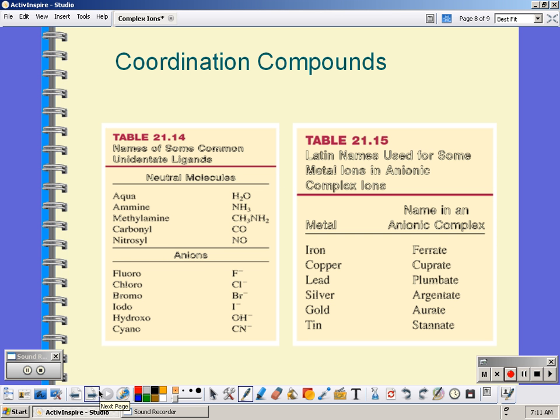If it's a neutral ligand, then you're going to use these words as opposed to just putting an O at the end. Aqua, amine for NH3, methylamine, carbonyl, nitrile. So these middle two right here come from organic, which we're going to do in the next couple days too, so these names might become more familiar. And then here are the ones that you would just list as an O. So if it's an anion, typically you just attach an O to the name.